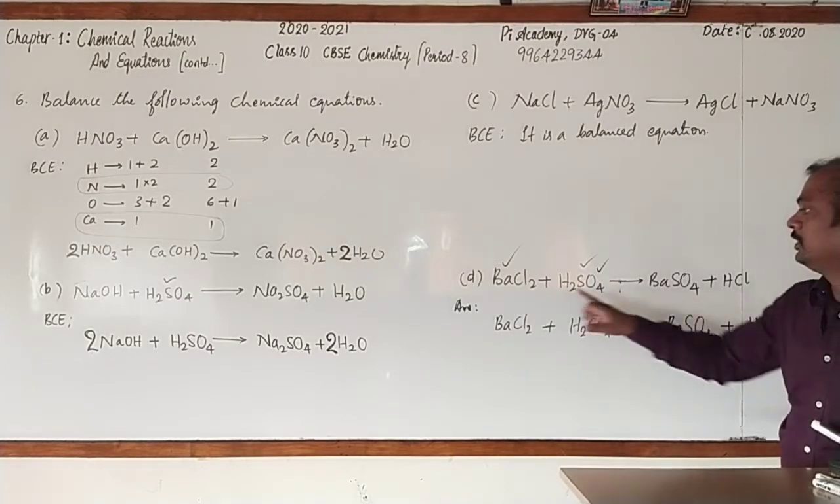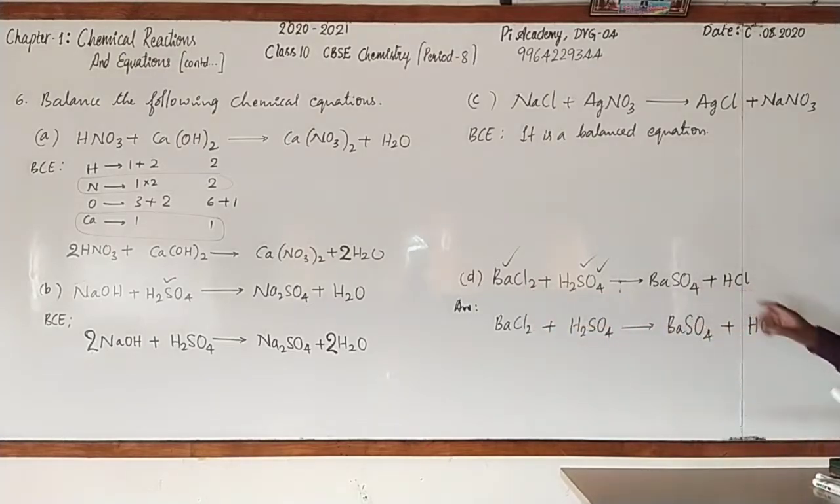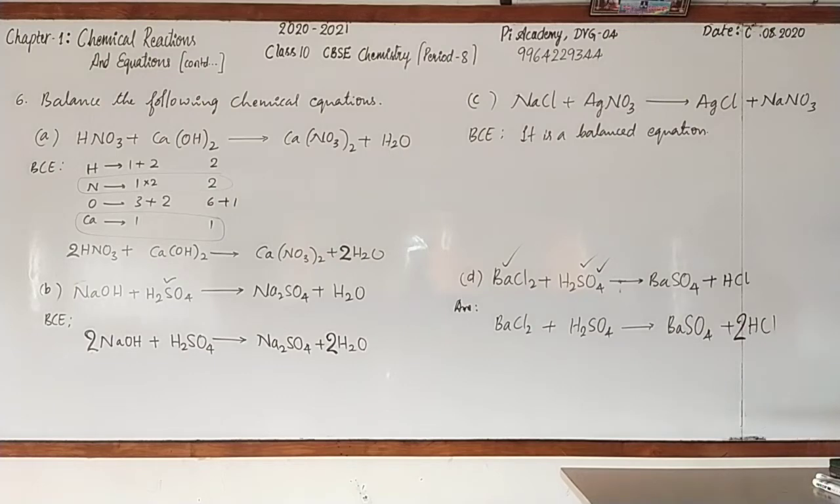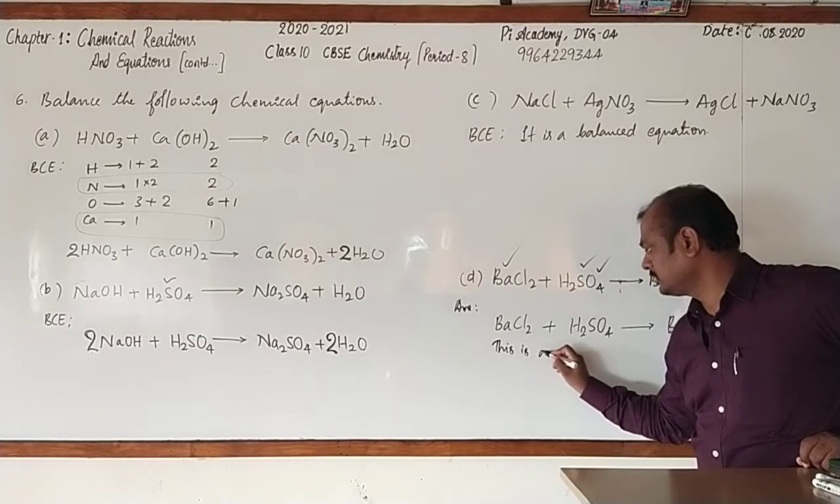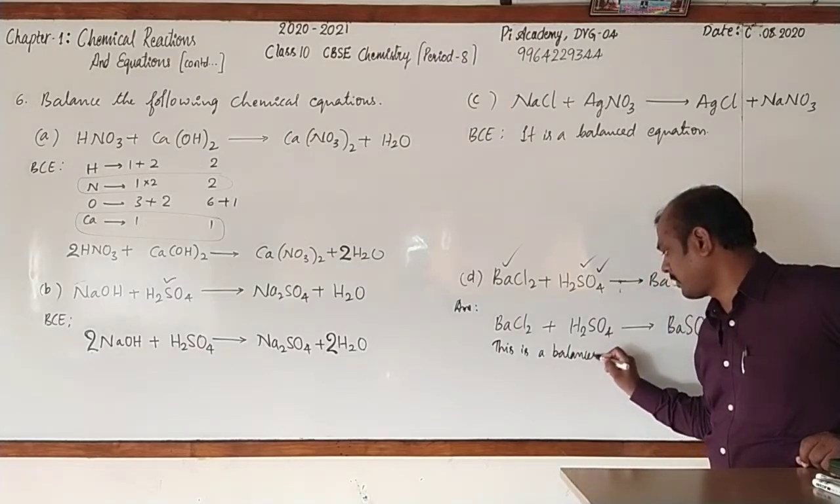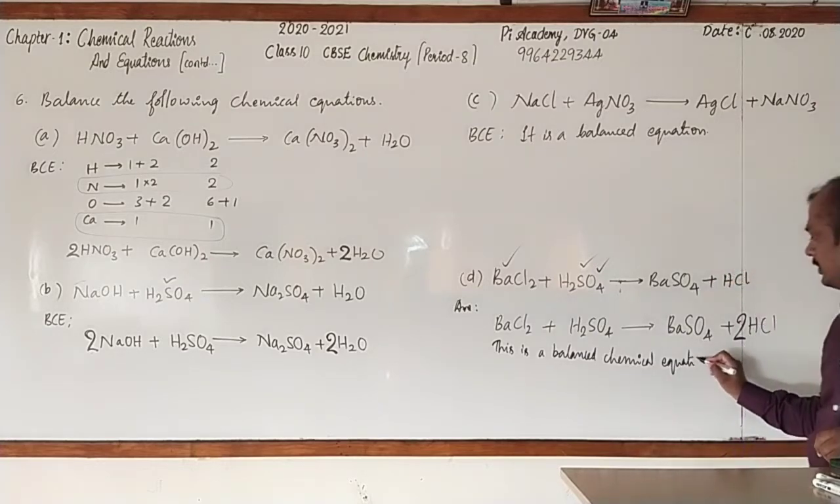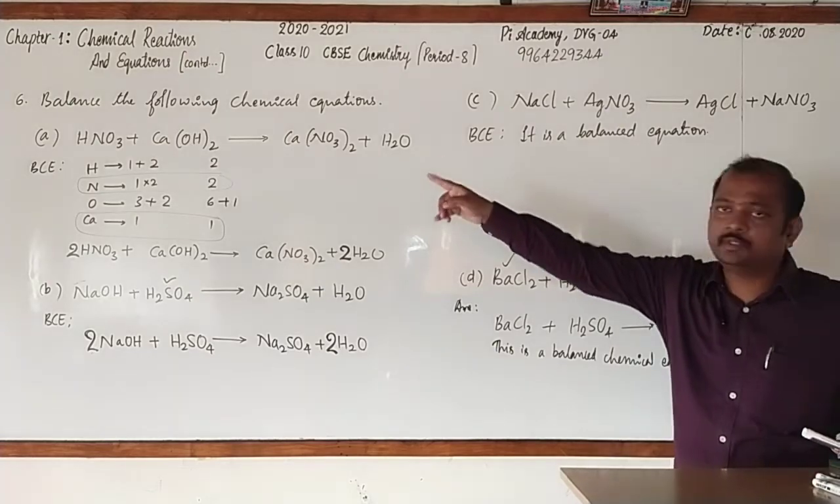Let's go for balancing chlorine. Here two atoms, here one atom. What should be multiplied? Yes, you are right, it is 2. Now see the chlorine atom is balanced. Next, hydrogen. Two atoms of hydrogen here, two atoms of hydrogen here. So, this is the balanced chemical equation. Yes, hope that you have understood. Please go for copying from there to here.